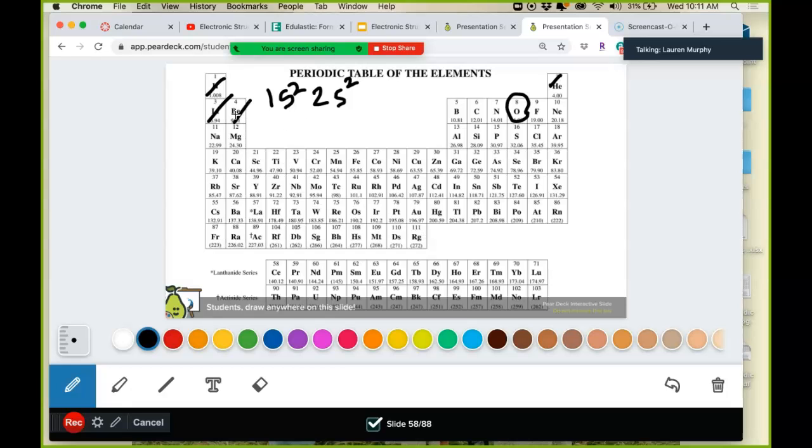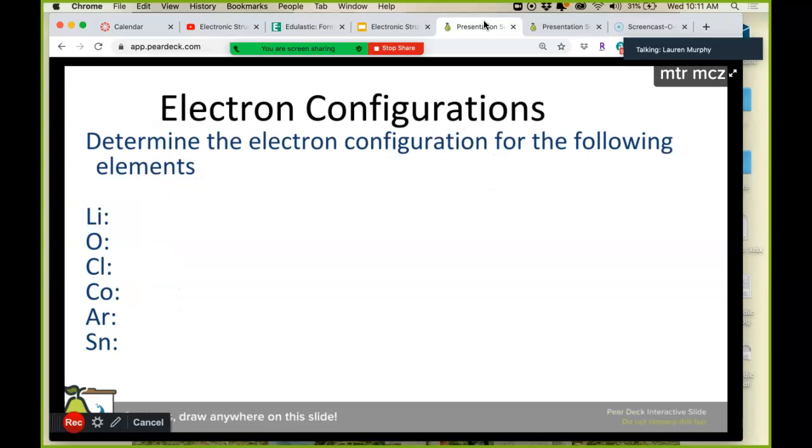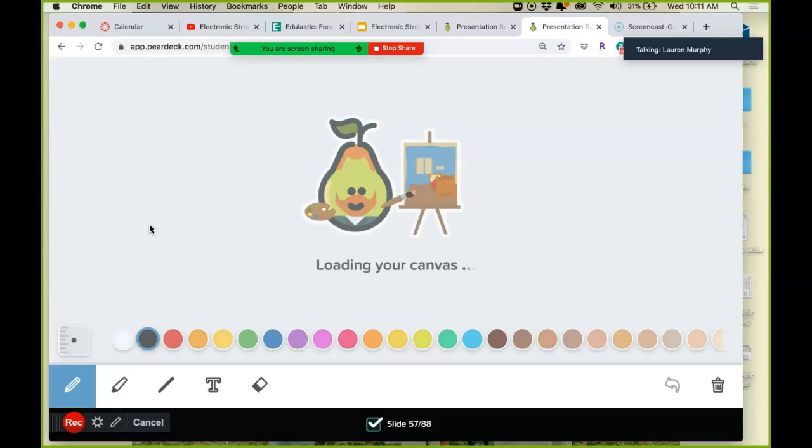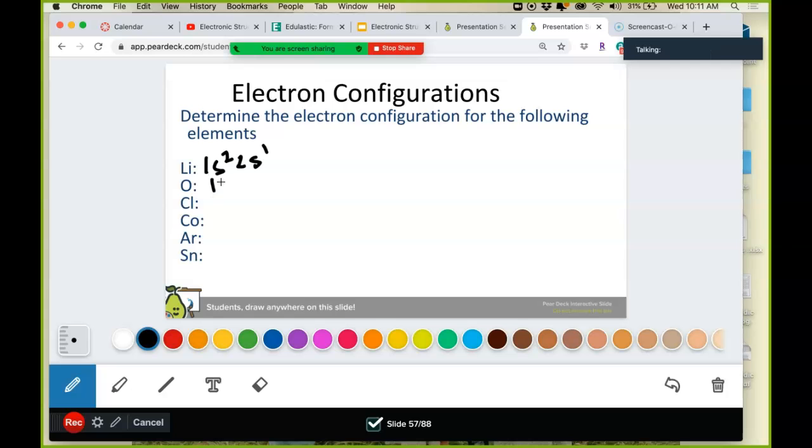Now I'm at beryllium. I haven't gotten to oxygen yet, so I have to keep reading. Still on the second energy level, right? But this is the P block over here, so I have to write P now. 1, 2, 3, 4. 2p4. So the electron configuration for oxygen is 1s2, 2s2, 2p4.